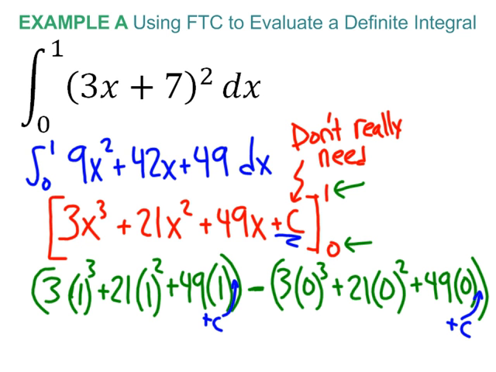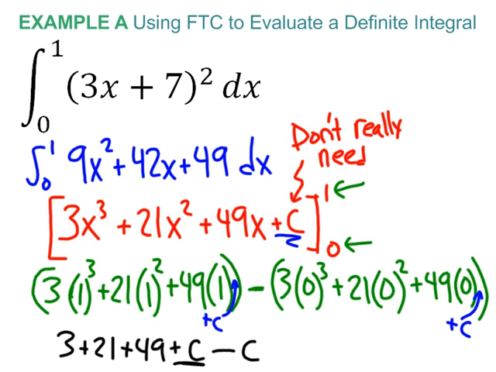And what that means is that in the end, when I just do this arithmetic, I've got 3 plus 21 plus 49. Don't forget to distribute that negative. Plus c, right? And when I distribute the negative, I get minus 0, 0, 0, but then that second plus c over here becomes a minus c.